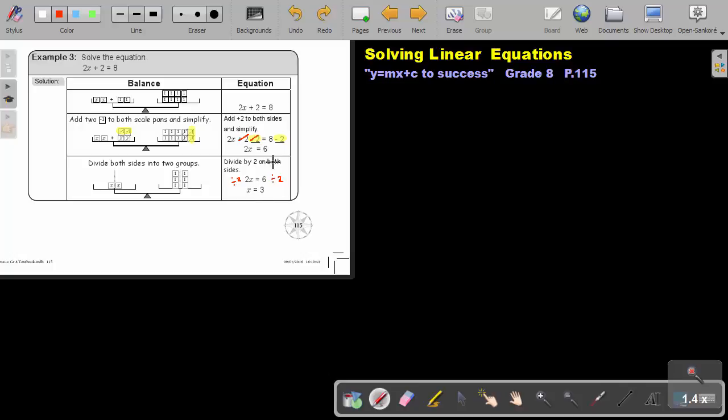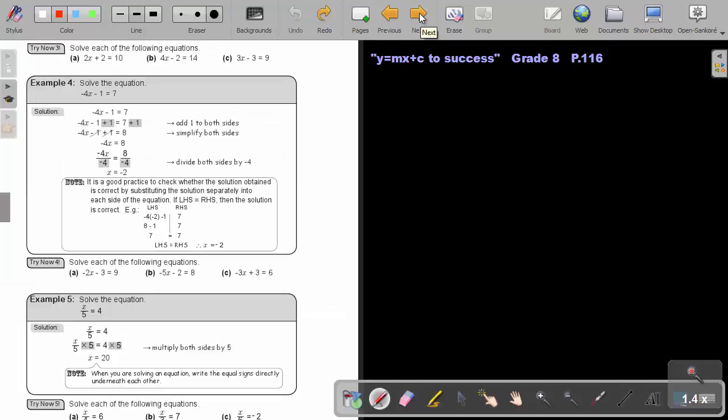And again, I can test it by substituting it in there. So if you say 2 times 3, that will be 6. So 6 plus 2, that will be equal to 8. Okay, I want you again, you can stop the video and you do Try Now 3, number A, B, and C. As soon as you are finished, you can continue with the video.